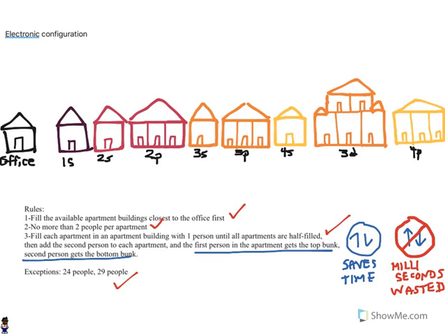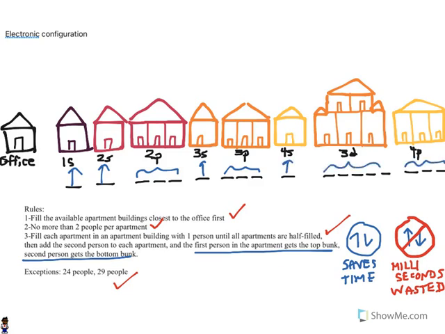Alright, so to not waste time having to redraw the houses, I'm going to draw little lines to represent who's in each apartment. So as you can see, this one refers to the 1S, the 2S, these 3 are 2P, 3S, 3P, 4S, 3D, 4P.